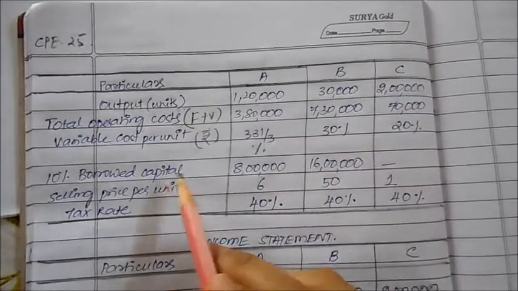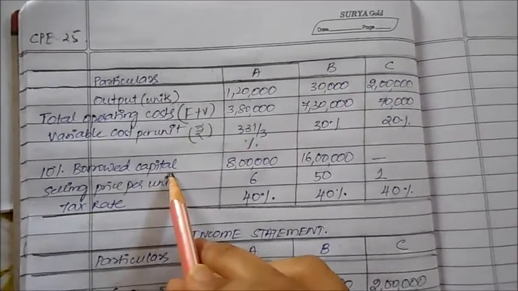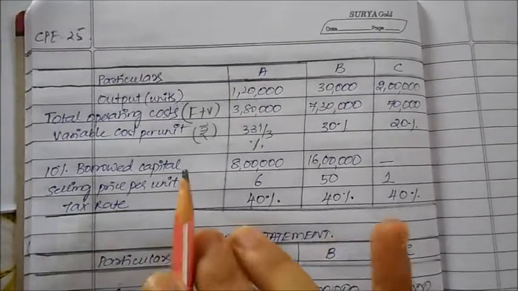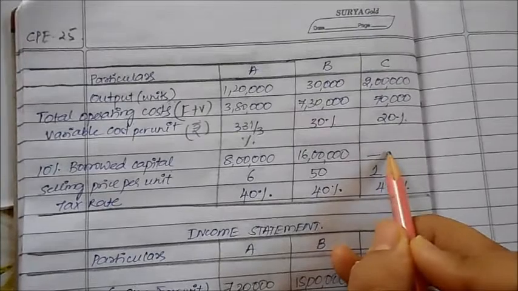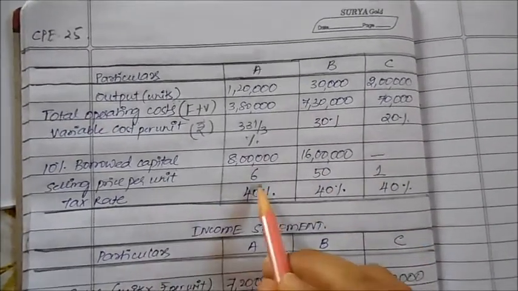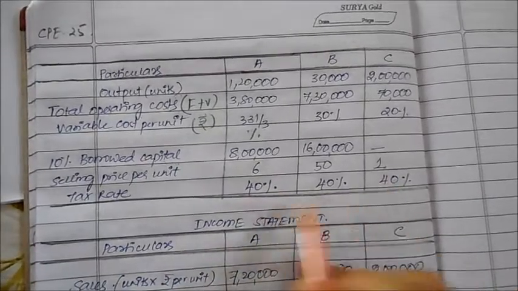10% borrowed capital. Now either you can write this as debentures, or you could call it 10% borrowed capital. Both of them will mean the same. So it's 8 lakh, 16 lakh, and firm C has no borrowed capital. Selling price per unit will be 6, 50 and 1. Tax rate 40% for all.